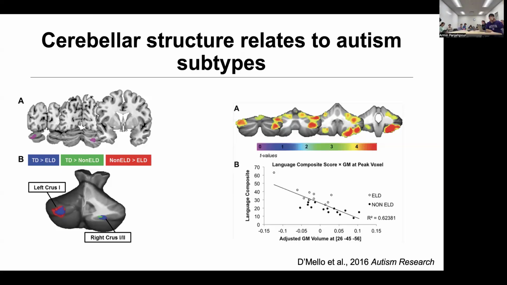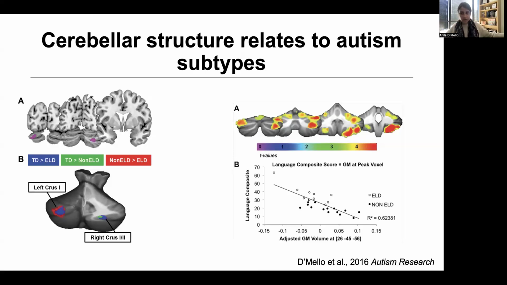Thank you. I was also wondering, since you're showing this right now, in Asperger's you still have the social impairments, right? But you get this left Crus I difference, right? To, I assume, neurotypical. Yeah. So basically, it's either a bilateral effect or a unilateral effect in non-early language delay. And it wasn't an exact Asperger's versus autism comparison, right?